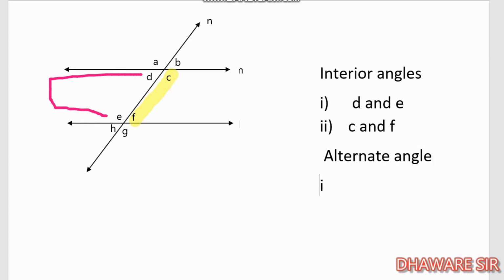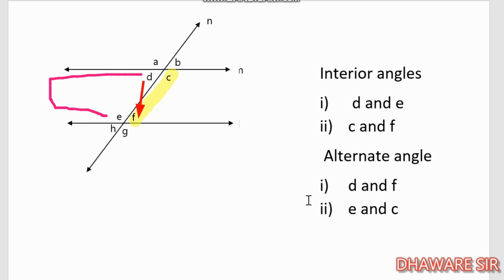So which is the first alternate angle pair? First one is, here we can write the arrow also. So this is the first pair of alternate angles, D and F. So we can write here angle D and F are the interior alternate angles, and the last one is E and C. These are the interior angles pair.